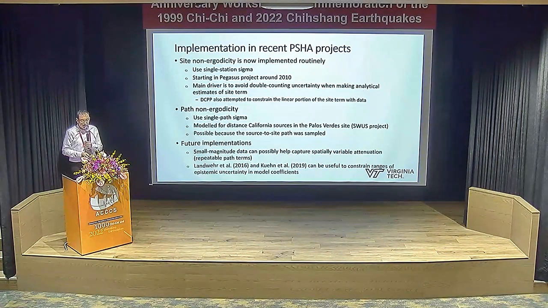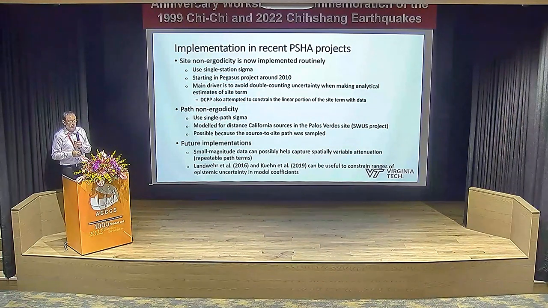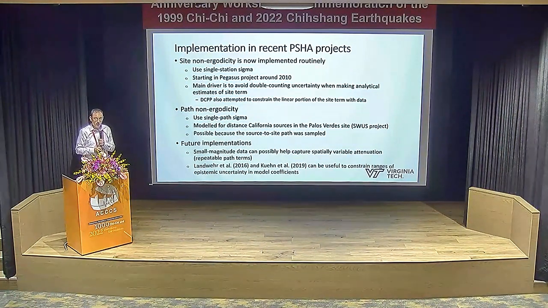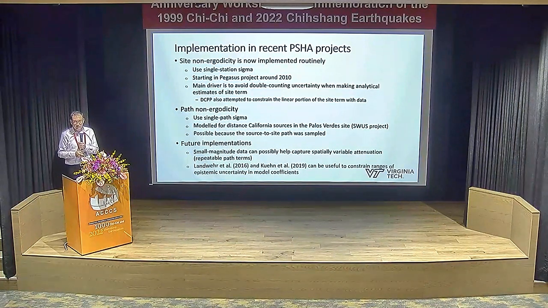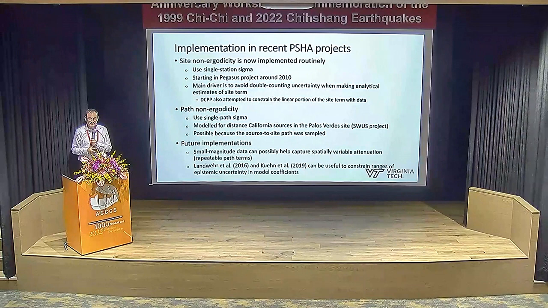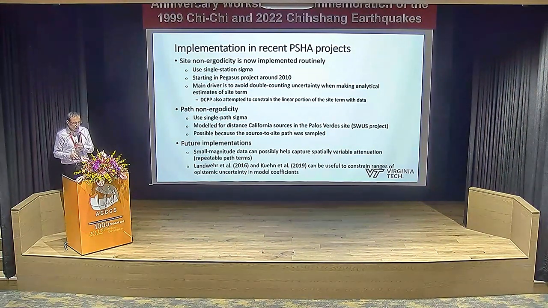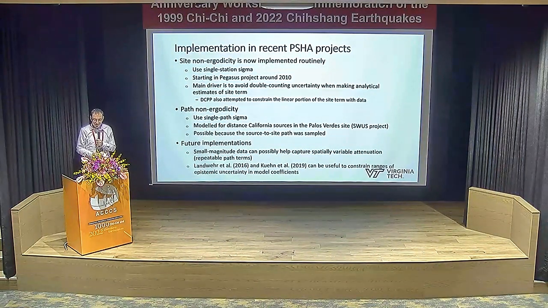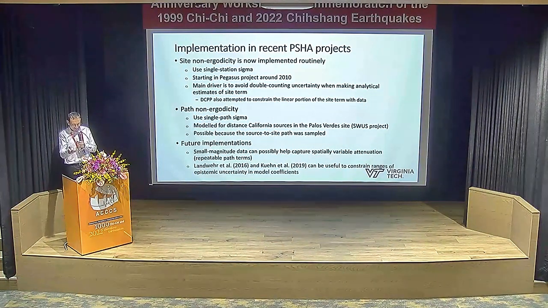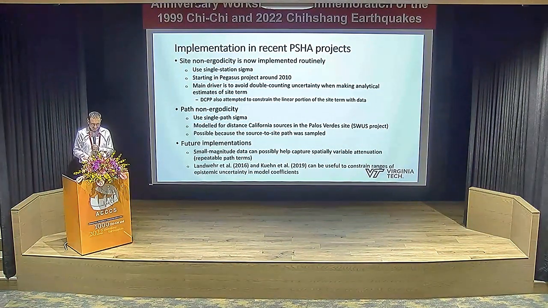In general, site non-ergodicity now is implemented routinely in projects starting, and Norm, please correct me, I think it's the Pegasus project where this was started. No. The first group that ran it was probably BC Hydro. They did it at Diablo Canyon in 2009. Okay. So I stand corrected. So BC Hydro first, Diablo Canyon. That's why it's always good to have Professor Abrahamson in the room.